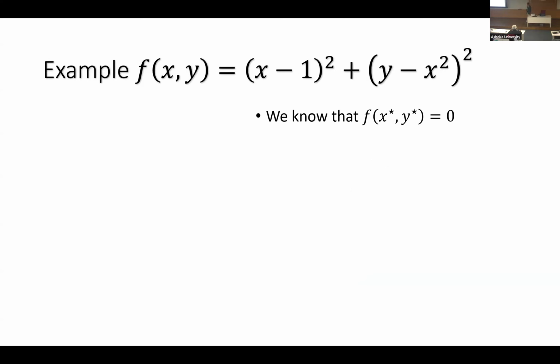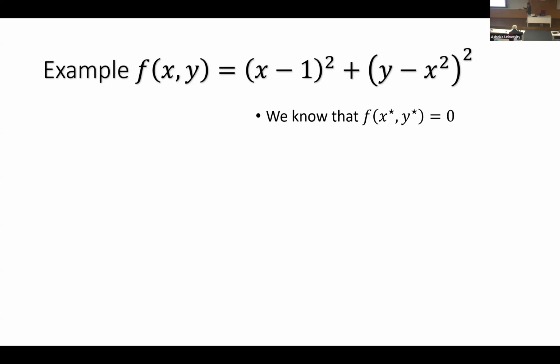Okay. So let's take a simple example: (x minus 1) squared plus (y minus x squared) squared. Right. So this is a specific function. It's called the Rosenbrock function. It's just for study. It's a non-convex, not a well-behaved function.